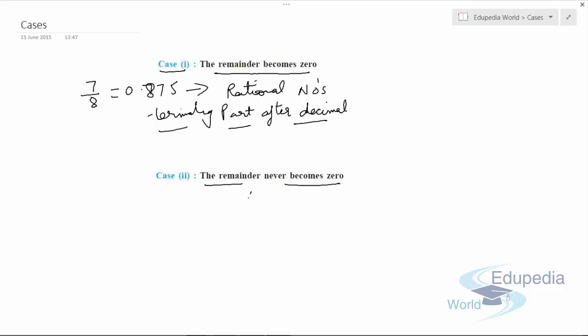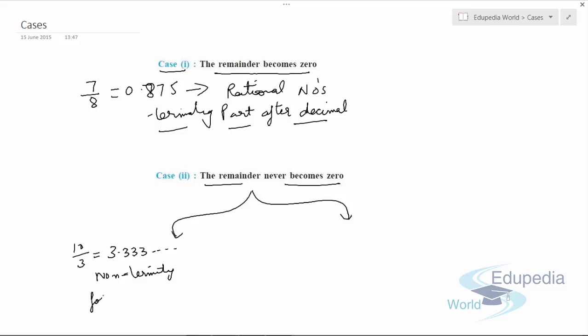Now another case is the remainder never becomes 0. Now in this part we have 2 classifications. The one is like we did 10 upon 3, the number comes out to be 3.3333, and it goes on. So we have non-terminating, but it follows a pattern. So these are also rational numbers.